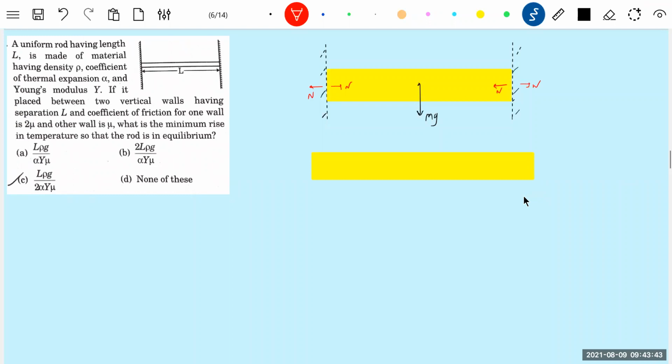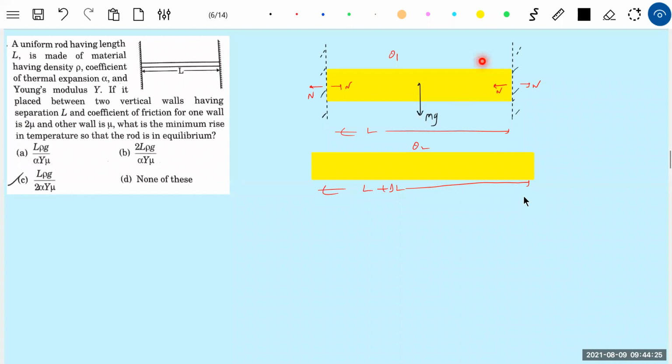Earlier temperature, let it be T1. Now the temperature is T2. Theta 1, this is theta 2. So this was the length of the rod. Definitely it got elongated now. What is the minimum rise in temperature so that the rod is in equilibrium? Now if the walls were smooth, the rod would fall down. So definitely because of the friction, the rod is able to balance its weight and it is in equilibrium.